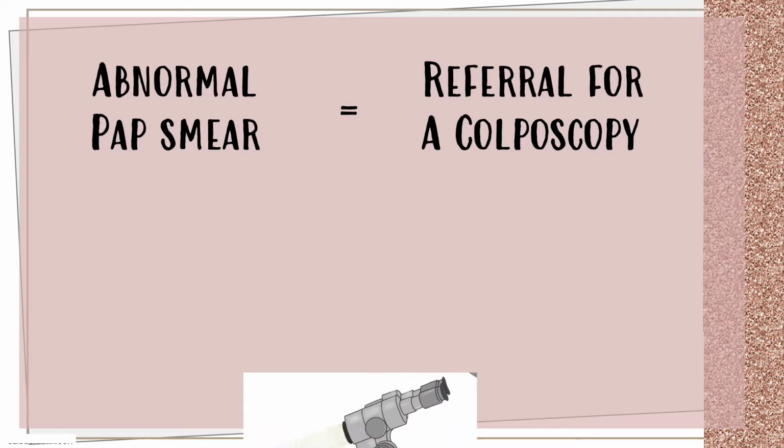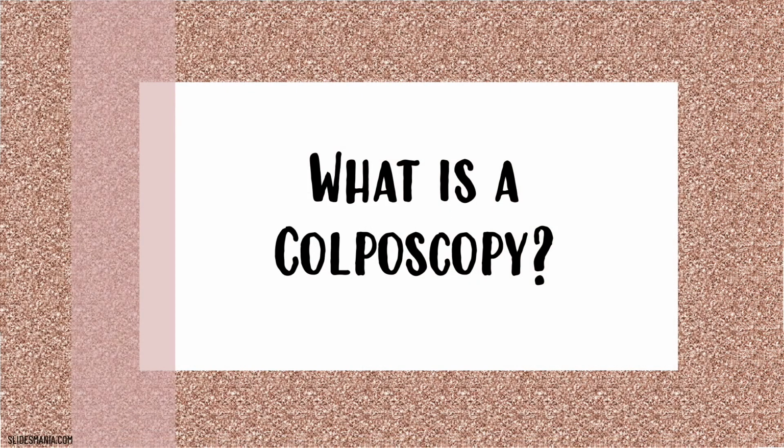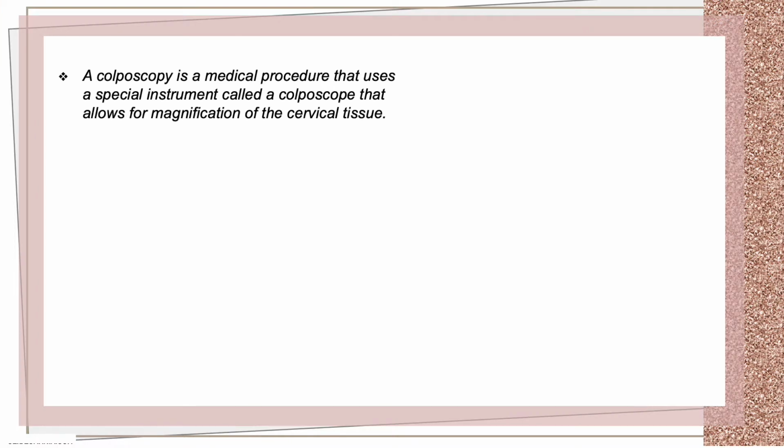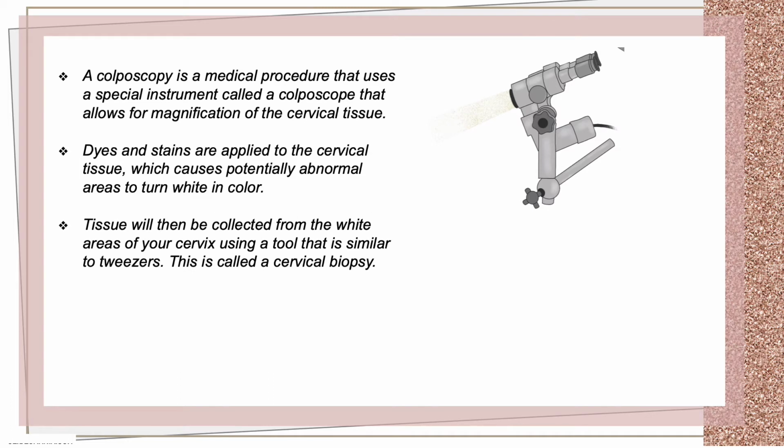So, you had an abnormal pap test and you were referred for your colposcopy. As you can see, the colposcope is actually just a big microscope. Now, moving on to what exactly is a colposcopy. A colposcopy is a medical procedure that uses a special instrument called a colposcope that allows for magnification of cervical tissue. We apply dyes and stains to the cervical tissue, which cause potentially abnormal areas to change color. The tissue then is collected from those areas that change color using a tool that is similar to tweezers. This is called a cervical biopsy.